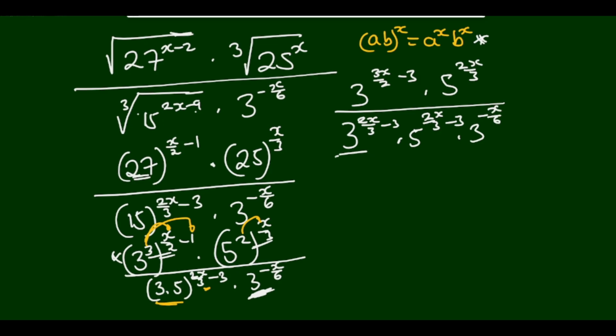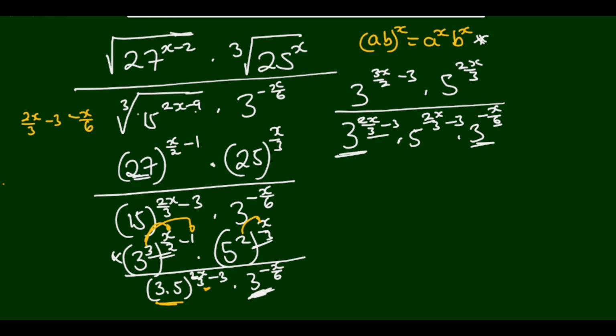Now let's deal with this and that. Now what are we going to do? So we're going to add the exponents. We're going to add this and that. So let's just do it by the side here. What is it going to be? It's going to be 2x over 3 minus 3, and then minus x over 6 like that.